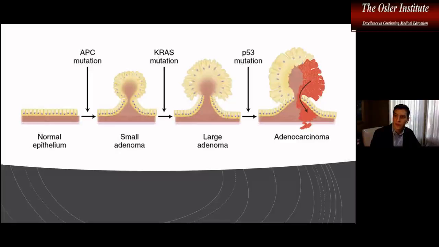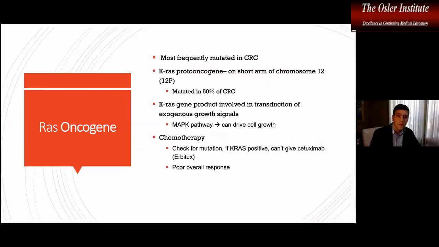This is kind of a very traditional pathway that we see. Normal epithelium, usually an APC mutation, will then lead to adenomatous changes. Many tumors will then have a KRAS mutation, and then eventually a P53 mutation. These are found in a large majority of colon cancers. So the RAS oncogene is the most frequently mutated in CRC. The KRAS proto-oncogene is on the short arm of chromosome 12. It's mutated in 50% of colorectal cancers.